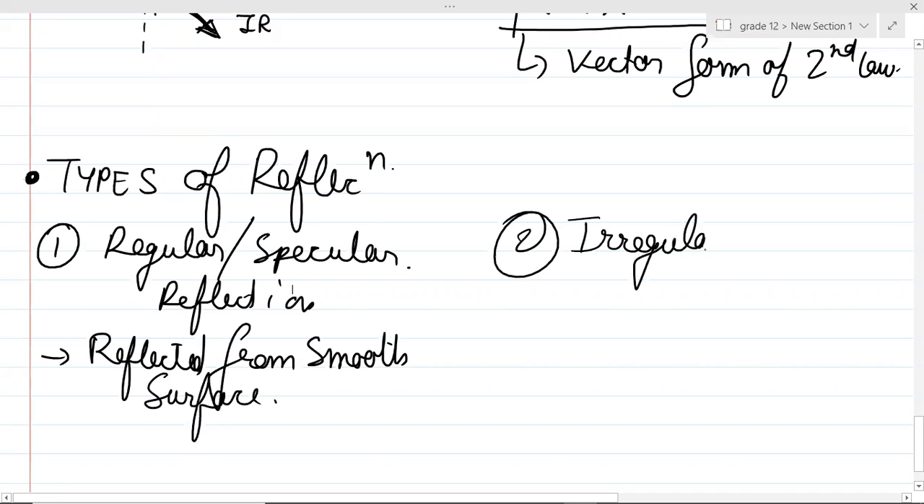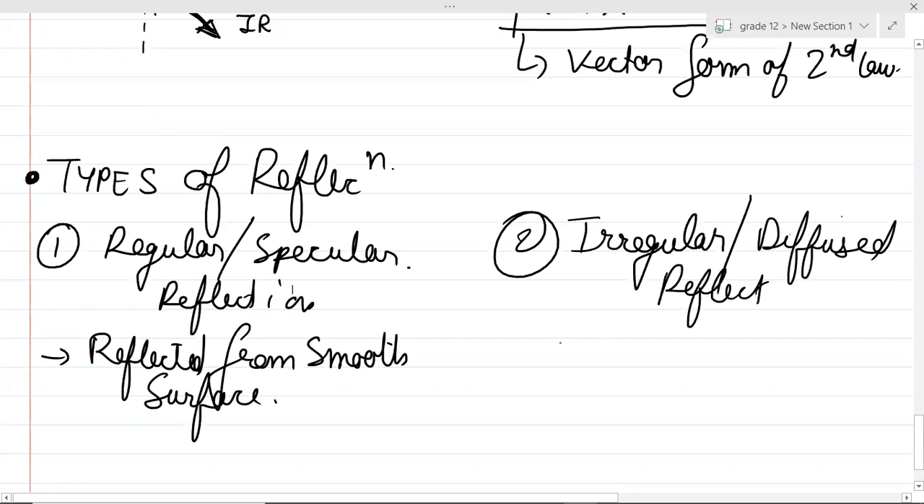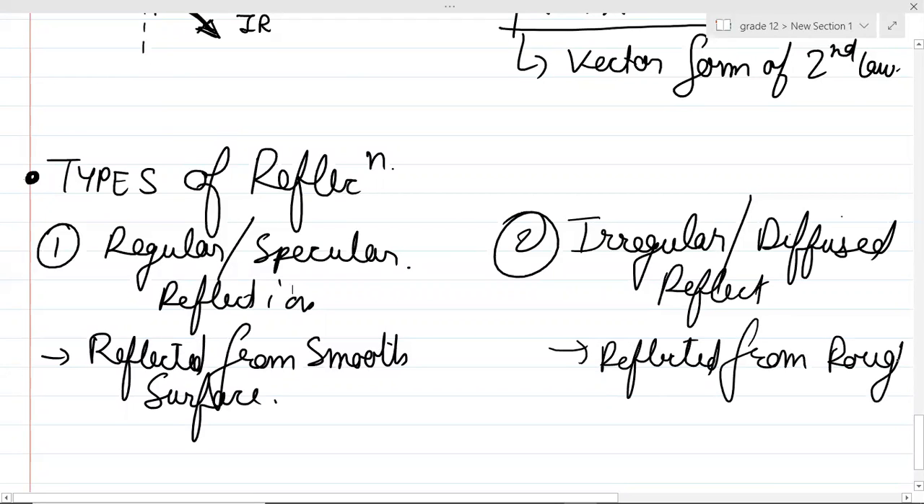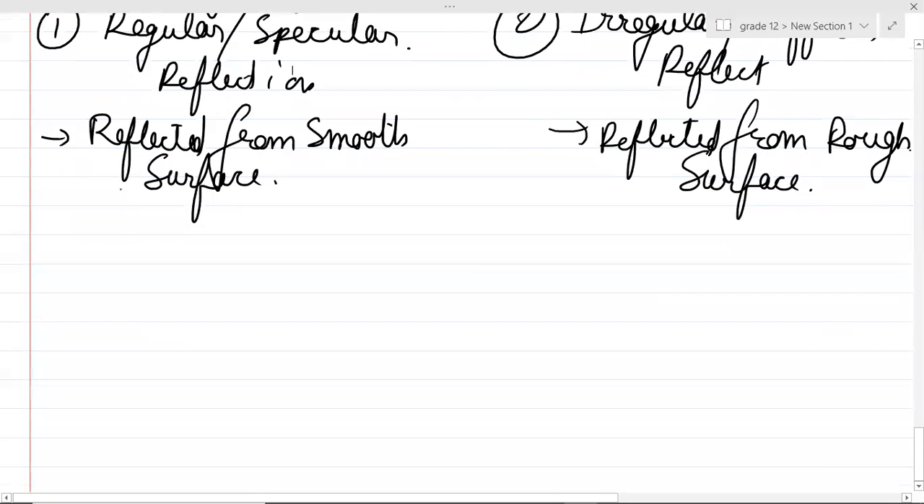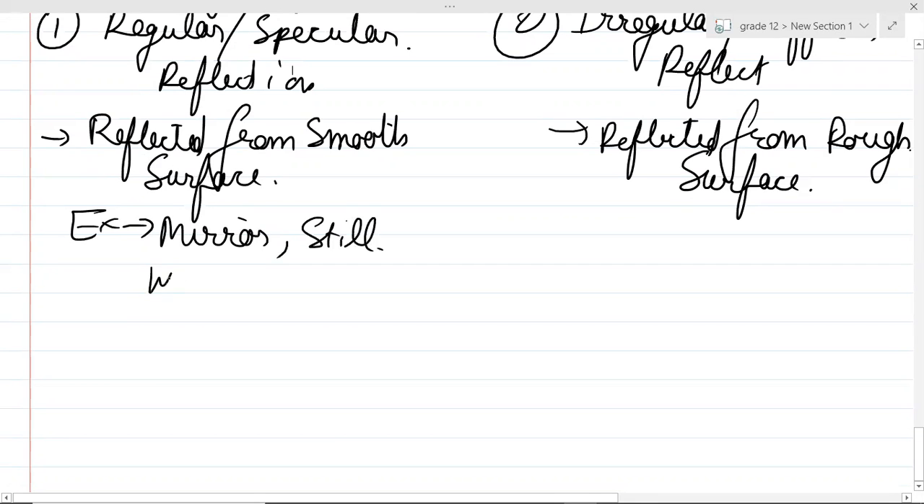And you have irregular or diffused reflection, right? So light reflected from a rough surface. See, from a smooth surface you generally don't see that much. You generally see reflection from a rough surface, right? Tell me, can you give me an example of a smooth surface? It's basically a mirror. It's basically a still water surface, right?